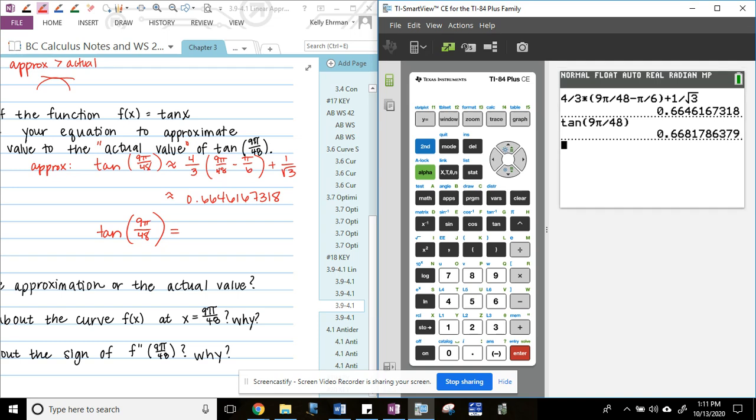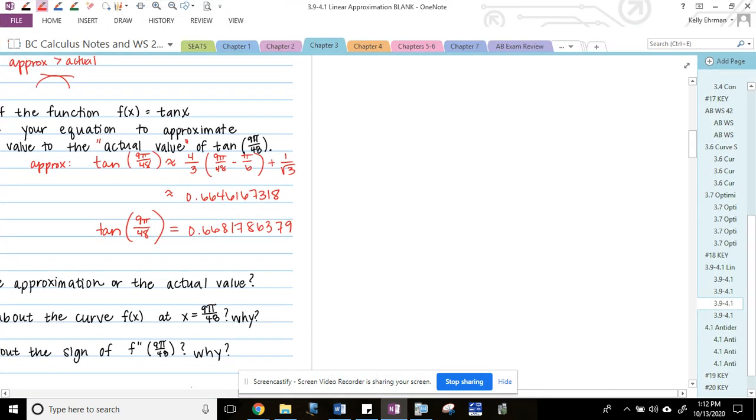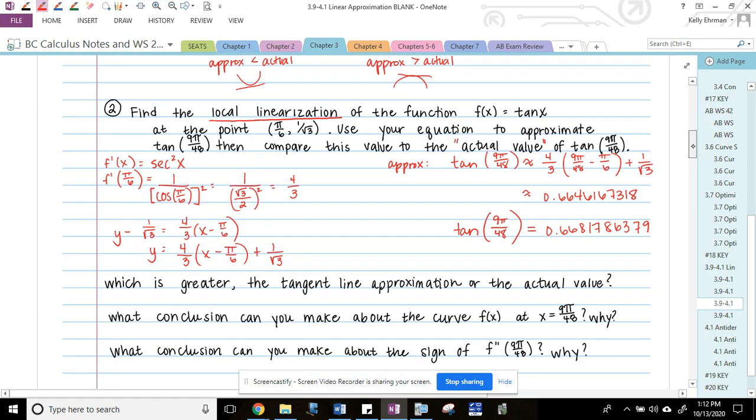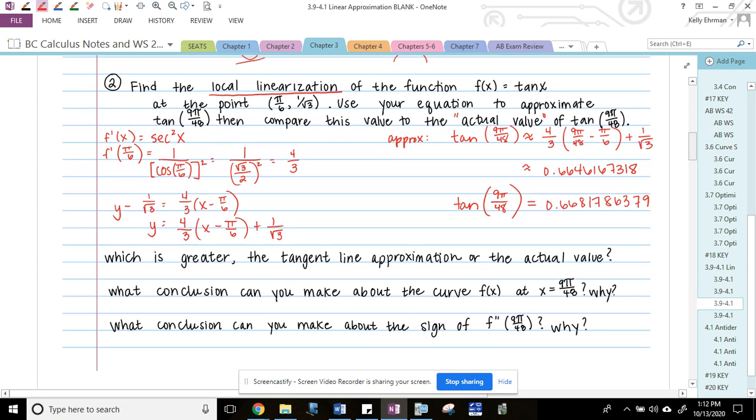So I'm going to write this down to the same amount of places, 0.668178637, right? And then there's a follow-up question here. It says, which is greater, the tangent line approximation or the actual value? So 0.664 is smaller than 0.668. I'm being very informal here. Actual is larger. What conclusion can you make about the curve at x equals 9 pi over 48?